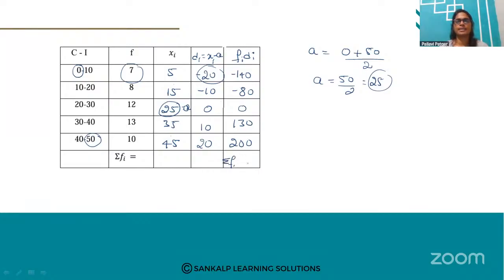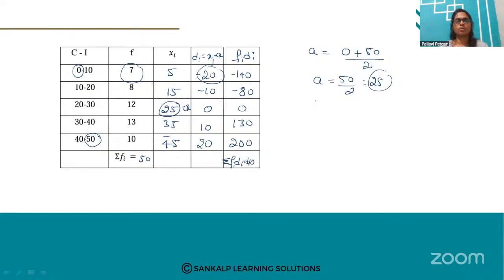Summation fi di is equal to... first, how much is summation fi? 7 plus 8 plus 12 plus 13 plus 10, so 50. Summation fi is 50. Summation fi di is minus 140 minus 80 plus 130 plus 200, so this is equal to 110.